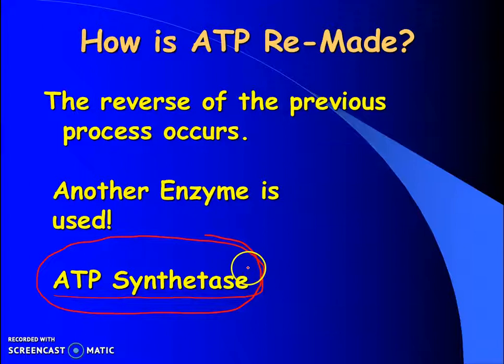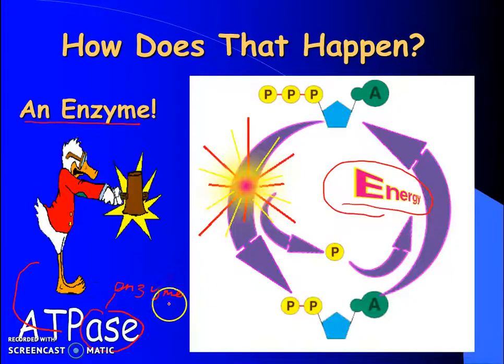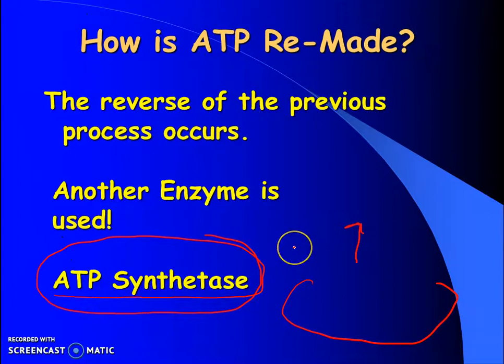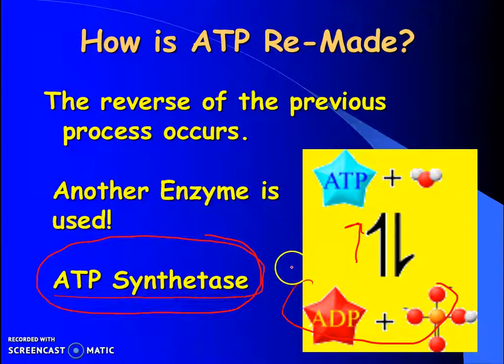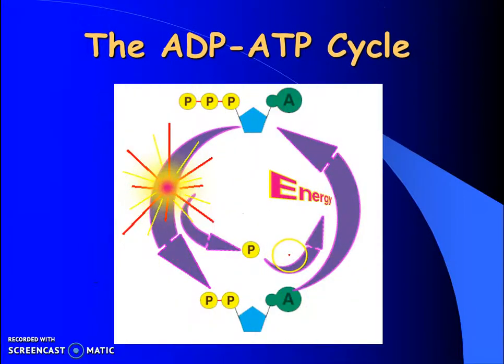That converts the ADP into ATP. So going back, the enzyme ATPase breaks down the ATP into ADP, and the ATP synthetase converts ADP into ATP. So there is a cycle of ADP and ATP.